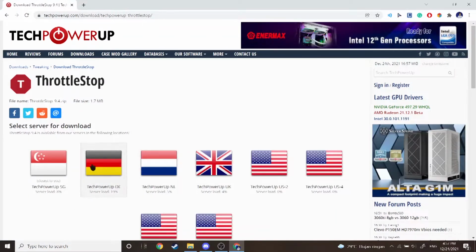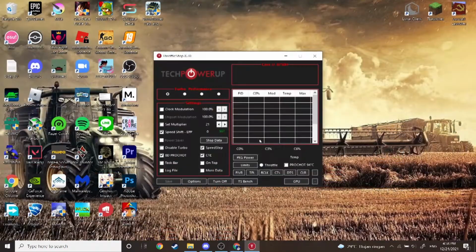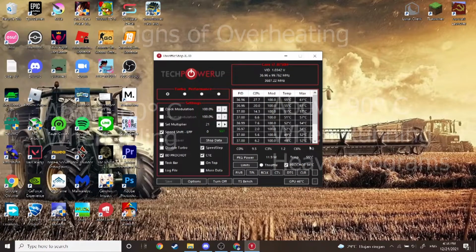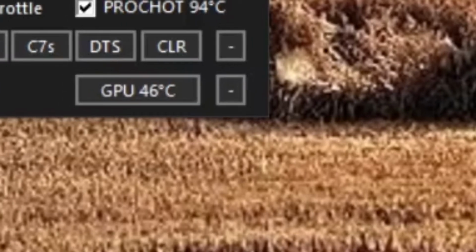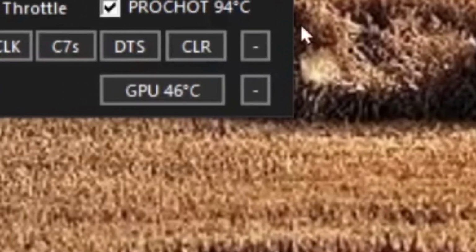After downloading Throttle Stop, go check the CPU temperature on idle. If the CPU temperature is around 40 to 60 degrees Celsius, it is running normally, but if the CPU temperature is above 60 degrees Celsius when idling or above 90 degrees Celsius when running heavy applications, it shows a confirmation of thermal throttling. Not only CPU, Throttle Stop also shows GPU temperature.